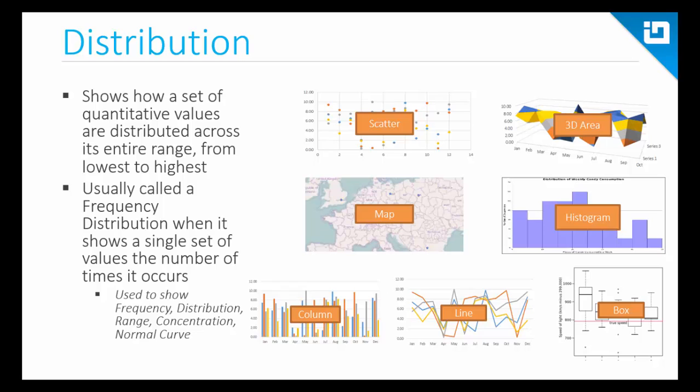Now, a histogram can be used for this, a box chart, a line chart, column chart, scatter chart, even a 3D area chart is really good at showing concentrations or distribution.